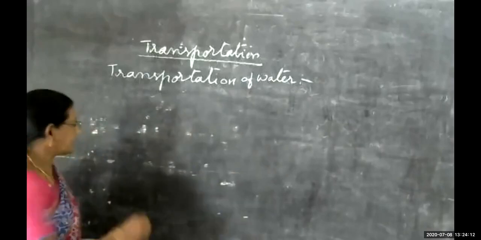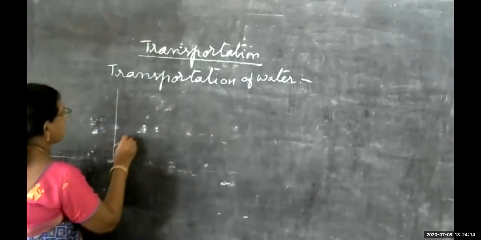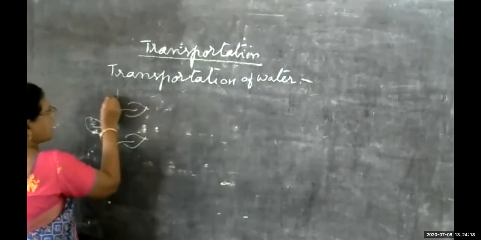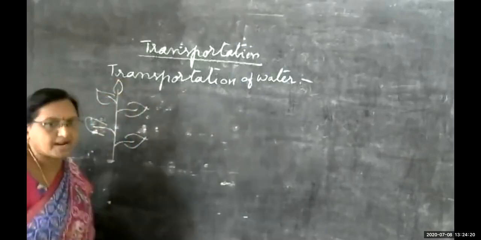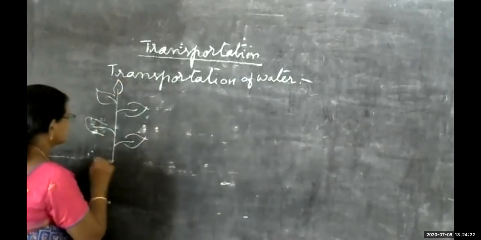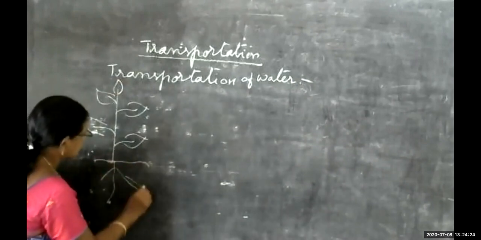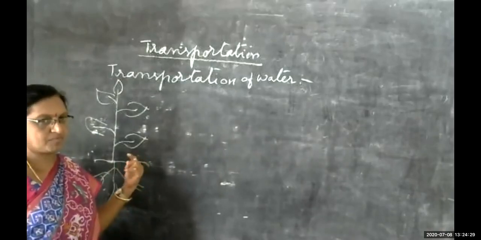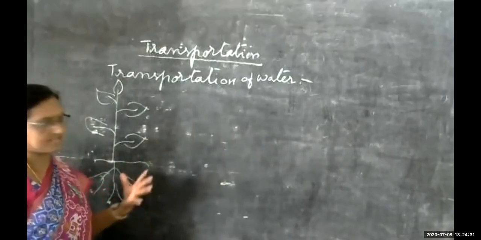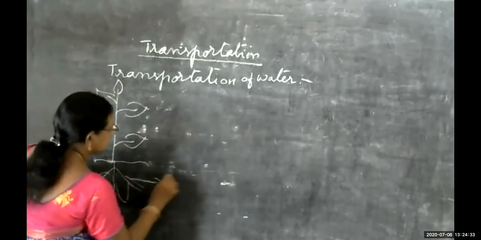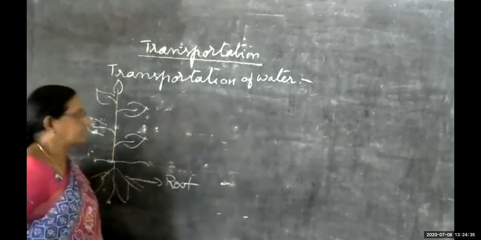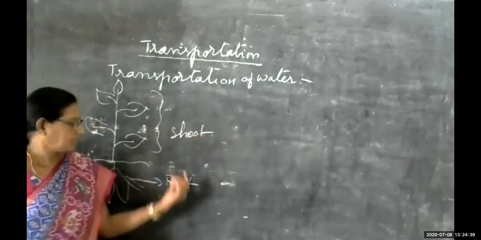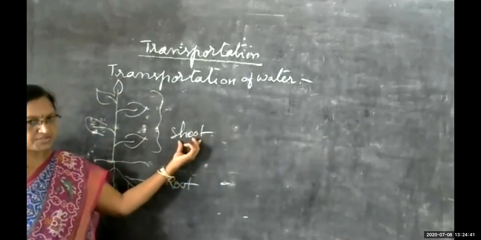So basically, when we look into the parts of plants, there are two main parts. You have already studied this in your lower classes also. What are the most important parts of a plant? One is the root system. The other one is the shoot system.